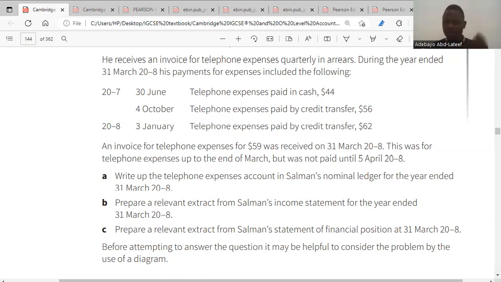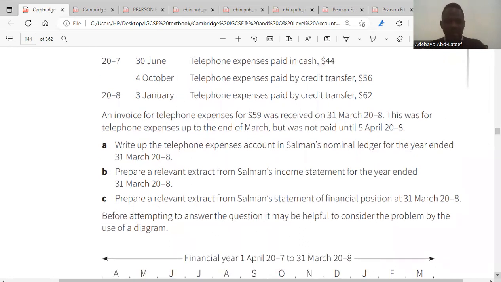Then we have to prepare a statement of financial position. For the statement of financial position, what we're going to have there is our current liabilities, because we are owing already. Salma is owing. So Salma has a creditor, which is payable. So we call it other payables, which amounts to $59. So that's how we prepare the extract for the income statement, the extract for the statement of financial position, and the telephone expenses account.